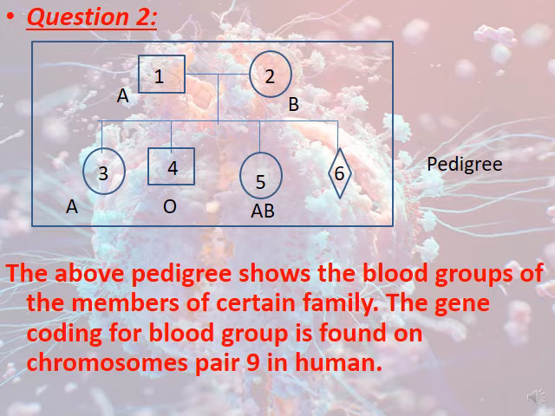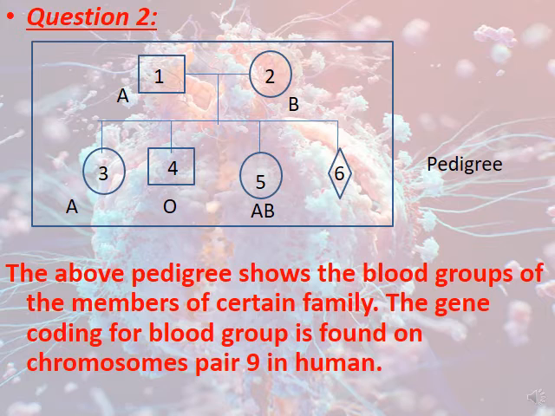Moving now to question 2. Question 2 is talking about the blood groups. The above pedigree shows the blood groups of the members of a certain family. The gene coding for the blood group is found on chromosome 9. So this chromosome 9 is an autosome, so this transmission is autosomal, while if it's found on the X or on the Y, it will be gonosomal.